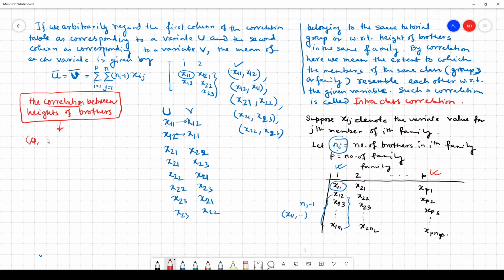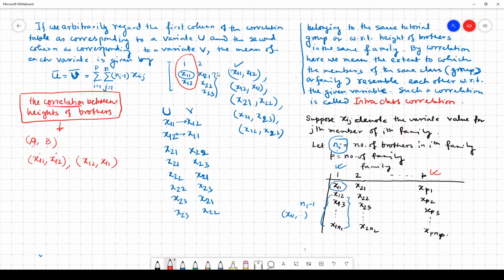Suppose A and B are the heights of brothers. Suppose in a family there are two brothers, 1 and 2. For this particular example, the heights of the brothers can be paired as x11, x12, where 1 is the elder brother and 2 is the younger brother. This is the pair elder and younger, and this is younger and elder. All possible pairs we consider.